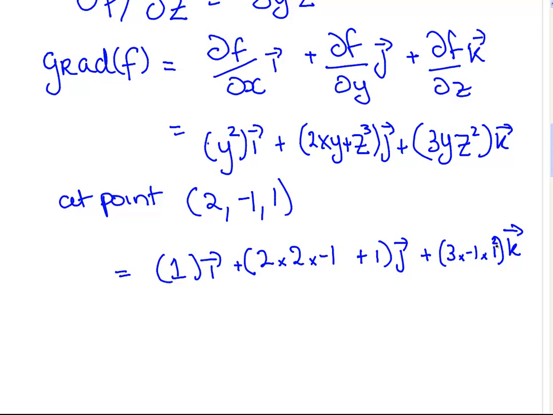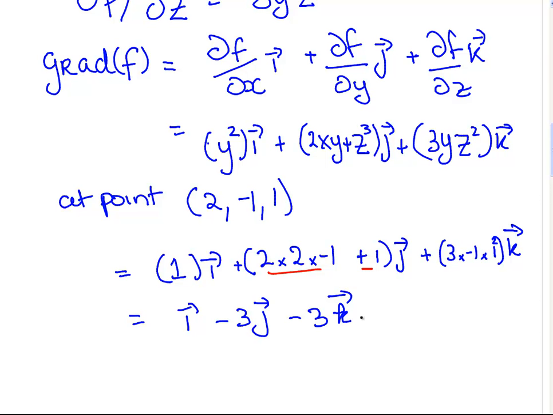Okay, so that's 1 squared even, but it's 1. So what do we have here? We have i, minus 4 plus 1, that's minus 3, so we have minus 3j. And we have minus 3k. So that is the gradient of f evaluated at the point (2, -1, 1).